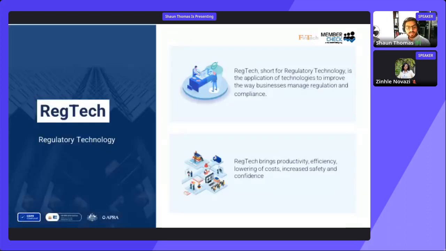So as mentioned in Dr. Yin's presentation, RegTech is short for regulatory technology, and is an application of technologies to improve the way businesses manage regulation and compliance. RegTech brings with it productivity, efficiency, lowering of costs, and increased safety and confidence for a company.